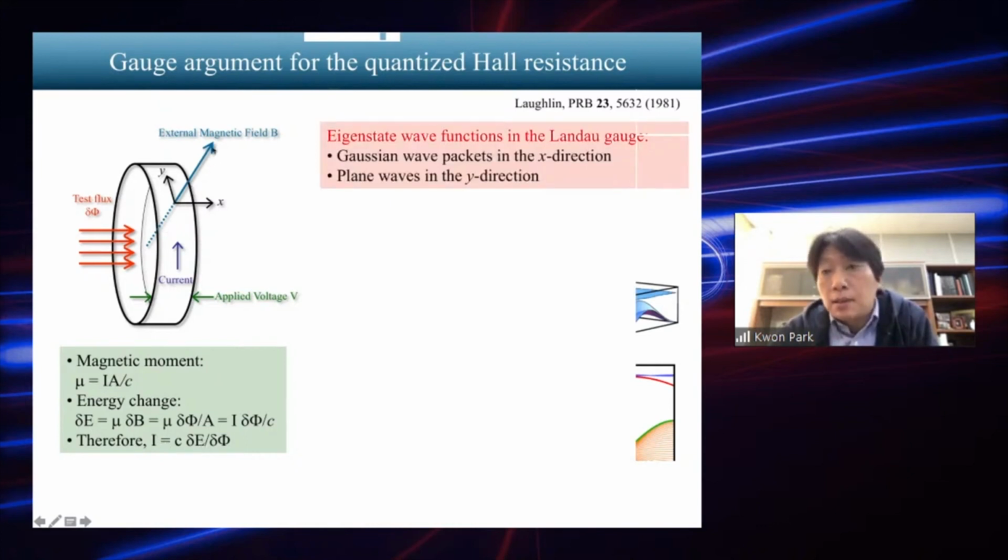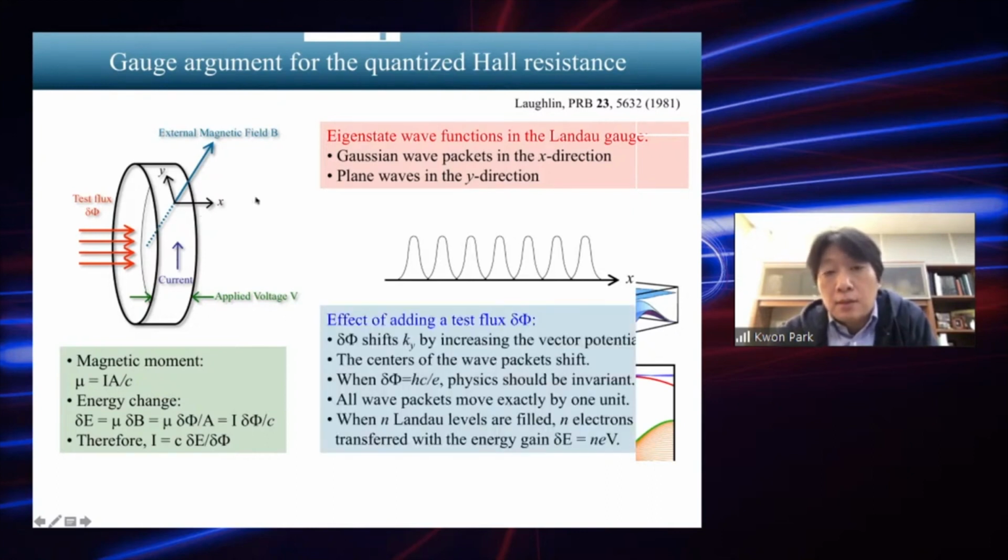Now, by applying an external magnetic field perpendicular to the ribbon, one can have an eigenstate which is Gaussian along this direction, so there are Gaussian packets, and a plane wave along the y direction. In this situation, if one inserts the test flux, the test flux introduces kicks in the momentum along the y direction, which is along the circumference of the ribbon. Therefore, the Gaussian wave packet moves one unit in this direction, and with the test flux being exactly one flux quantum, the Gaussian wave packet moves just one unit.